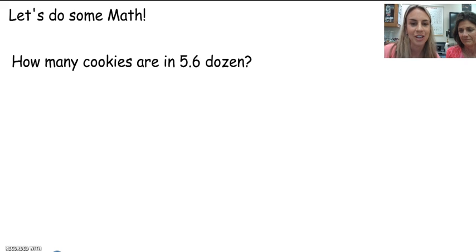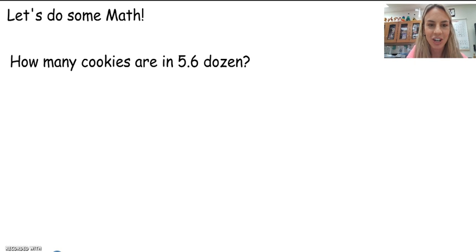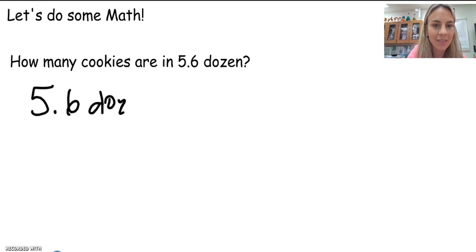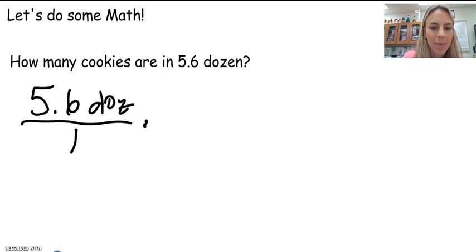But I want to show you a different way that we'll set it up in chemistry class. It's called dimensional analysis. Initially it might seem kind of silly to do the calculations like this, however, it'll be really helpful in the future. I'm going to start with the 5.6 dozen cookies, make this a fraction, and put it over 1. I'm going to multiply it by another ratio.